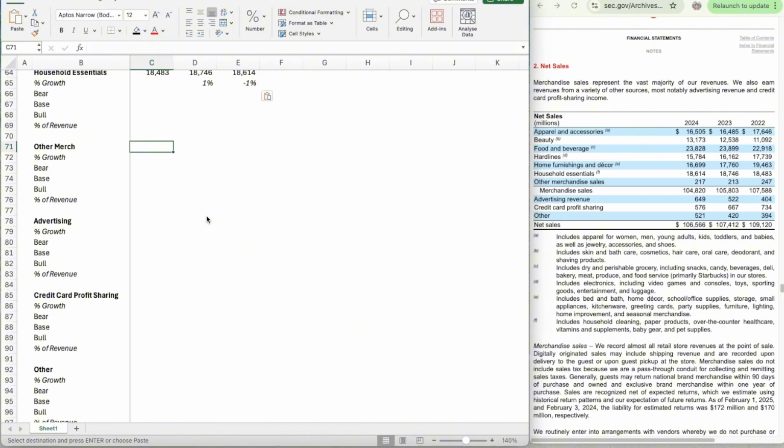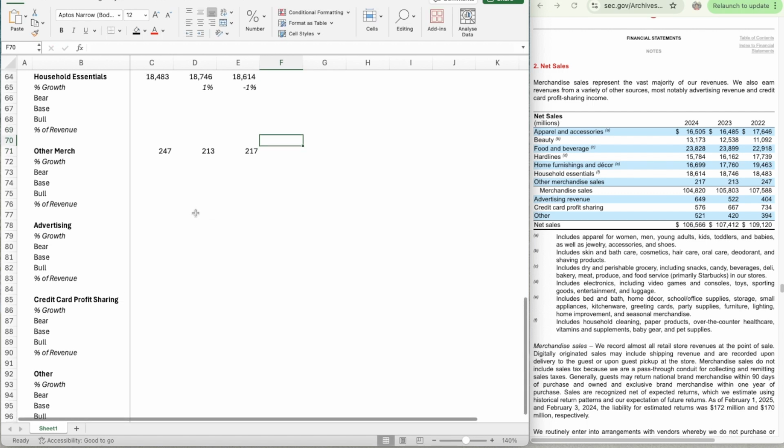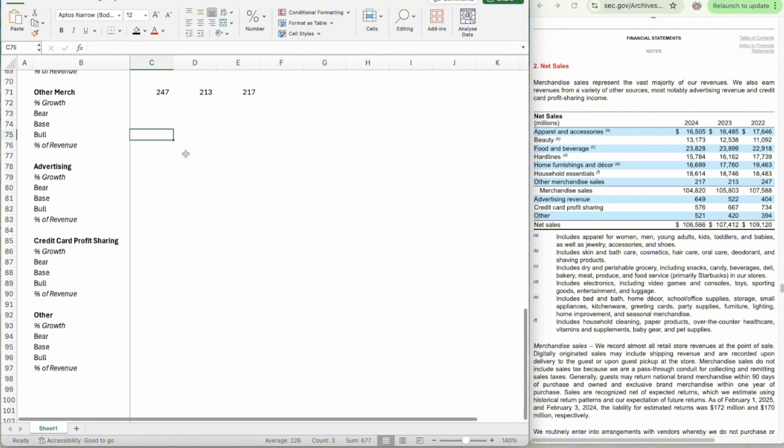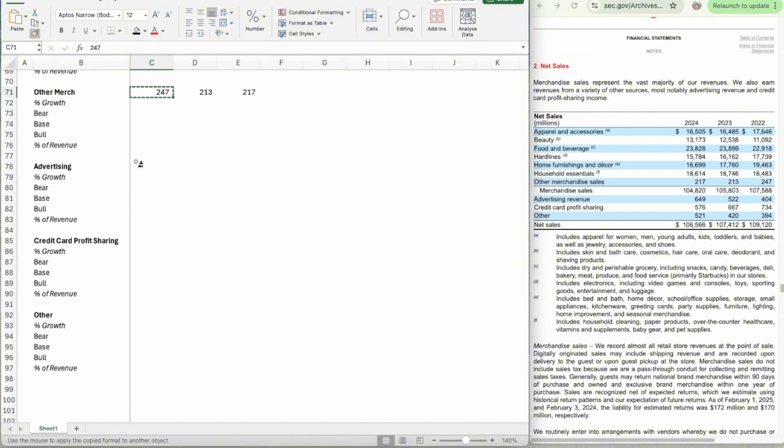Okay, this is a small segment. 247, 213, 217. And even though there's no comma in these, always format them so that it's the same. Advertising, 404, 522, 649. There we go, almost done.